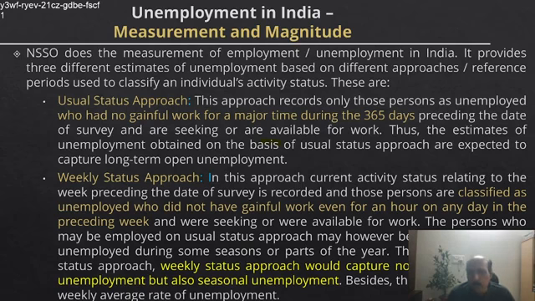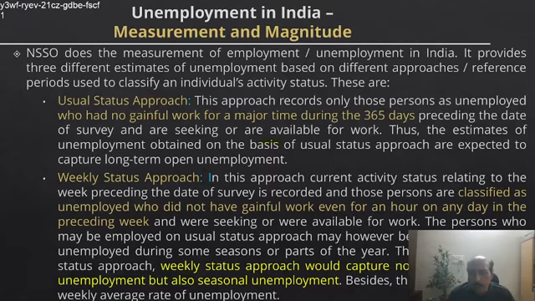The weekly status is defined when, in the reference period, the surveyor asks the person, how were you placed in the previous week? That is, in the previous week, whether you were employed or you remained unemployed. And here the definition is, if somebody is getting some gainful work, even for 1 hour in the previous week, he is considered to be employed as per the weekly status. This is a very, very surprising definition, but it is there. Even if you are employed gainfully for 1 hour in the previous week, you are ticked as an employed person under weekly status.